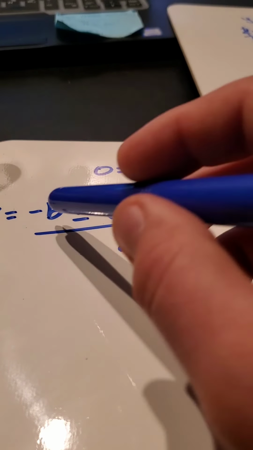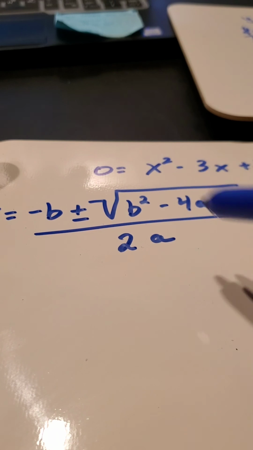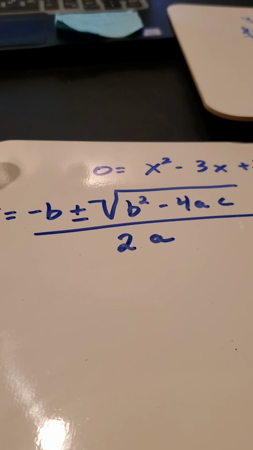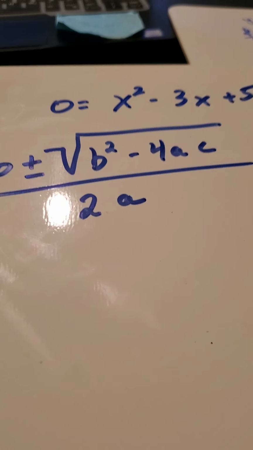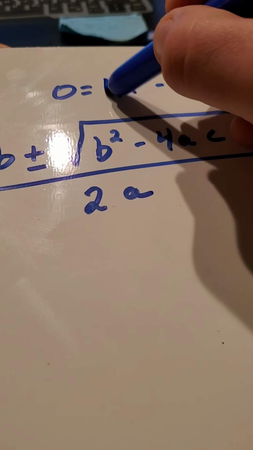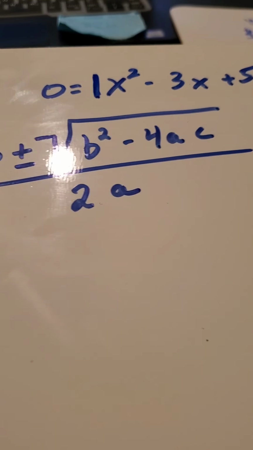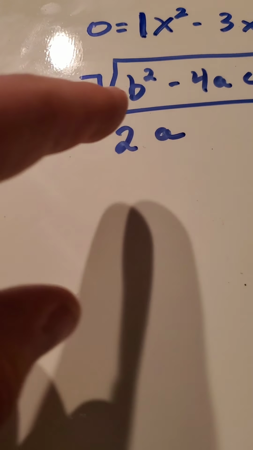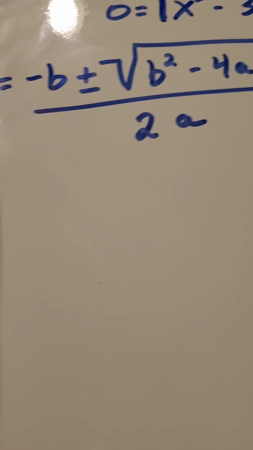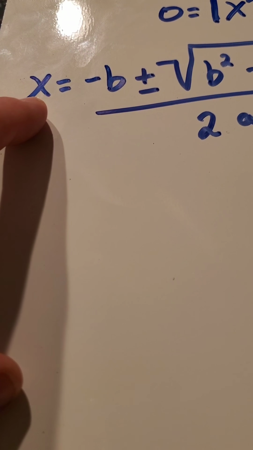Remember, there should be no x's in my a, b, and c here. It should just be the coefficients in front. For the leading term, the x squared term, the a value, the number in front, we can always put a 1. So there should not be any variables. There should be no x's inside. The only x should be x equals. That should be the only x we see.